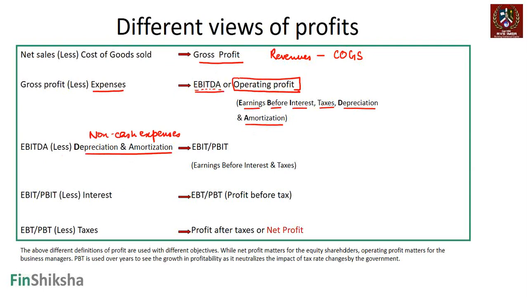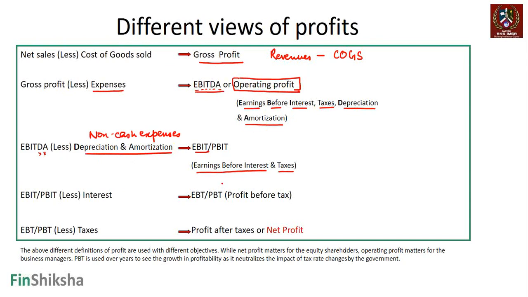As I said, we're going to discuss depreciation in more detail in subsequent sections. For the time being, just park it here, leave it here, right? What we get is EBIT. Remember, we have removed D and we have removed A. What is left is earnings before interest and taxes.